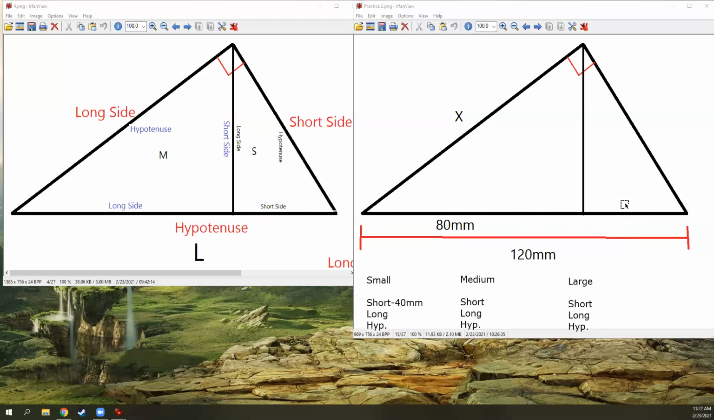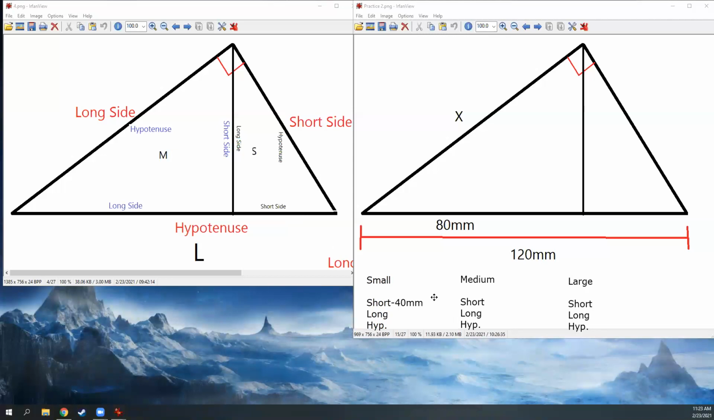Problem is, do you know anything else? We don't know the long side, we don't know the hypotenuse. The likelihood we're using the small triangle is really small, right? We're probably not going to use it because we don't have two sides. Like I said, we need two sides.